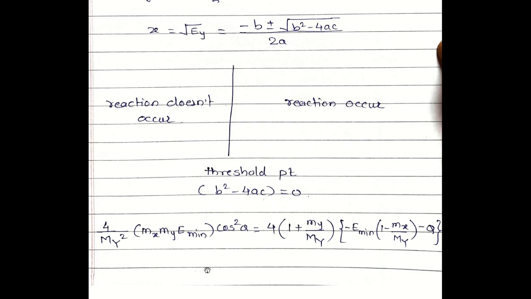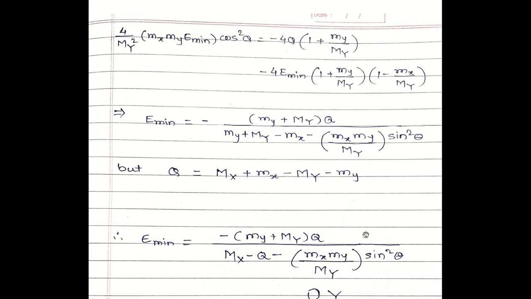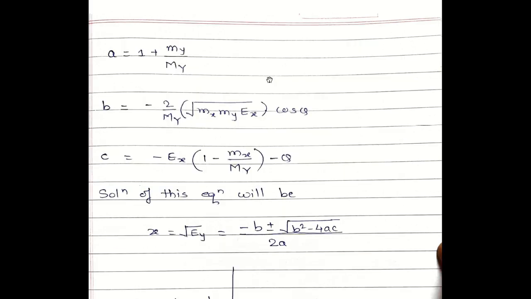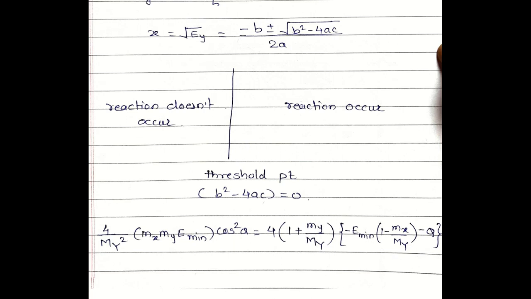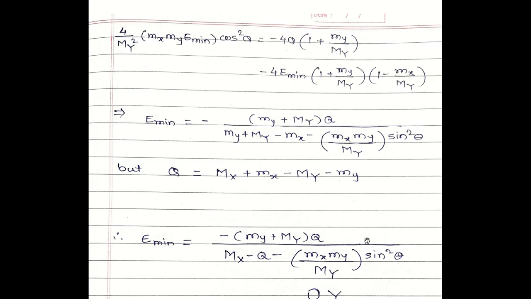After substituting the values of b and ac, what we will obtain is b square equals 4ac. We can just rearrange this equation here, wherein this E x I have replaced by the symbol E minimum, that is the minimum value of the energy of the projectile particle, at which the given reaction could take place. So we have denoted it by E minimum.